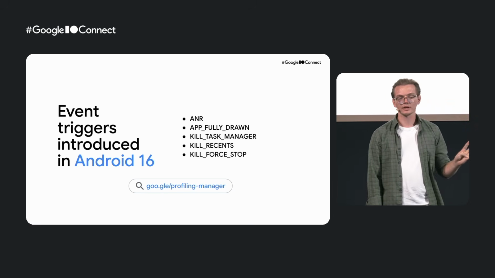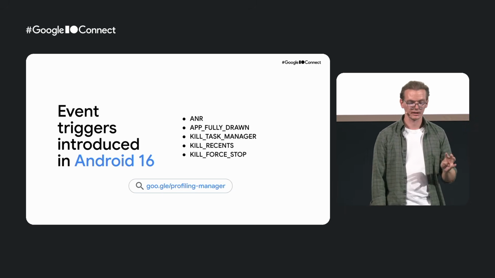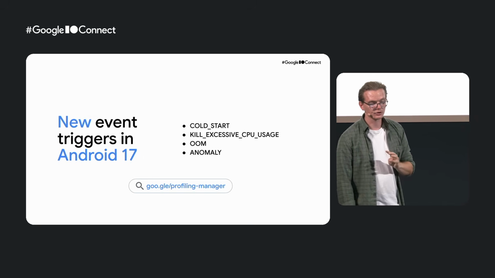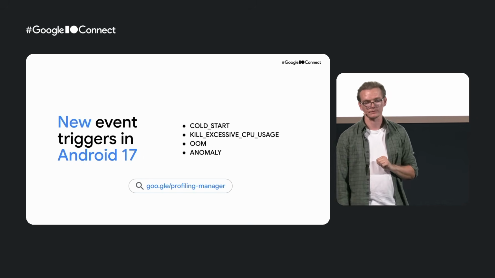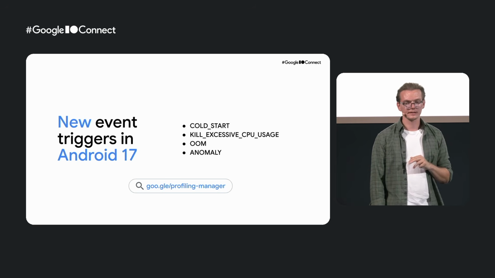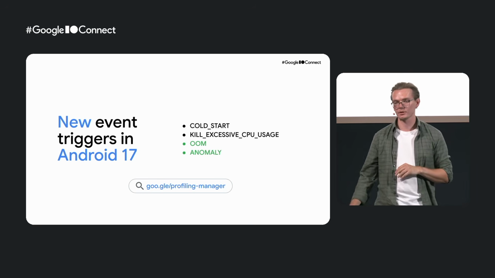Since its launch, we've scaled up the number of event-based performance triggers significantly. These were introduced in Android 16, and we've introduced 4 new in Android 17, starting with cold starts, excessive CPU kills, and 2 related to memory, out of memory and anomaly.